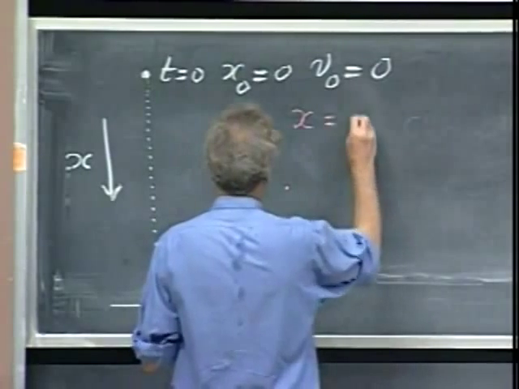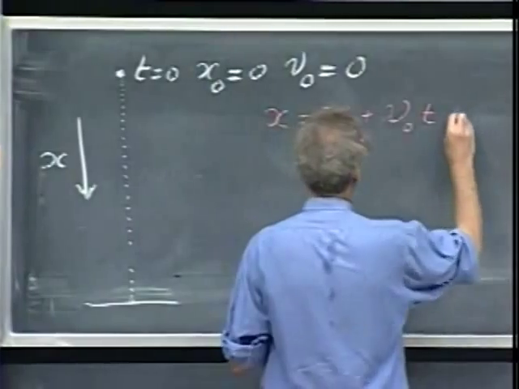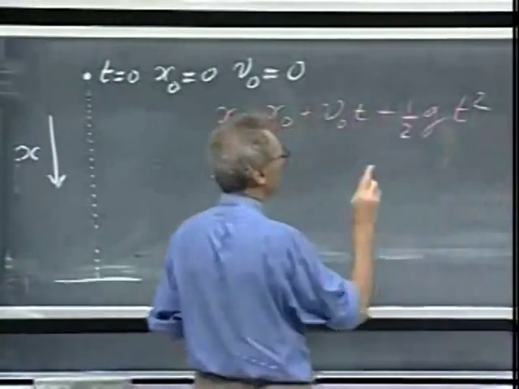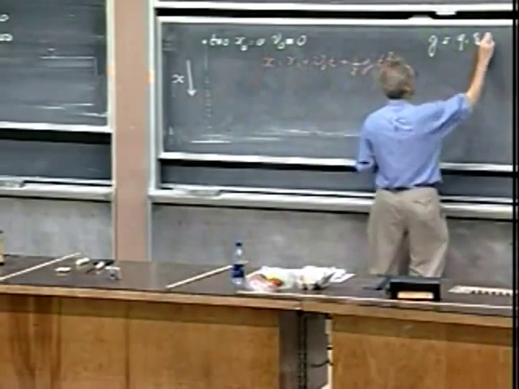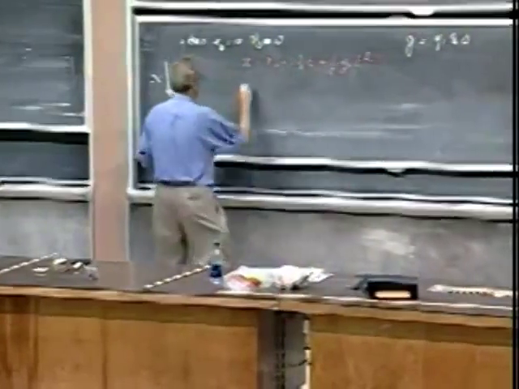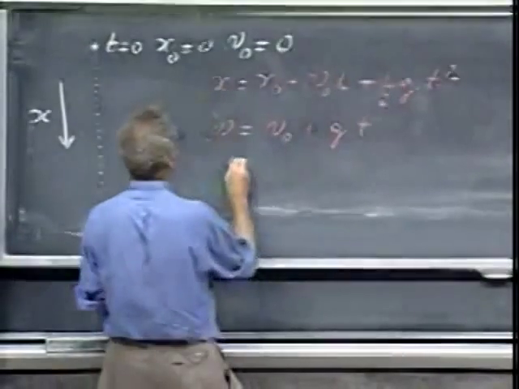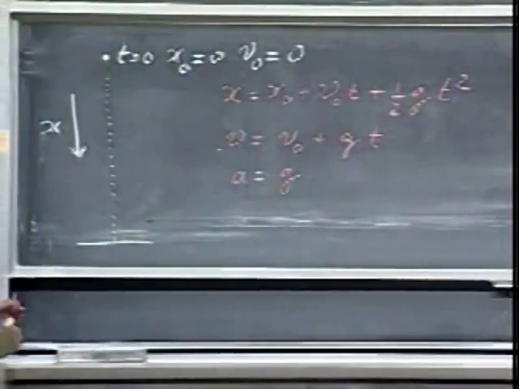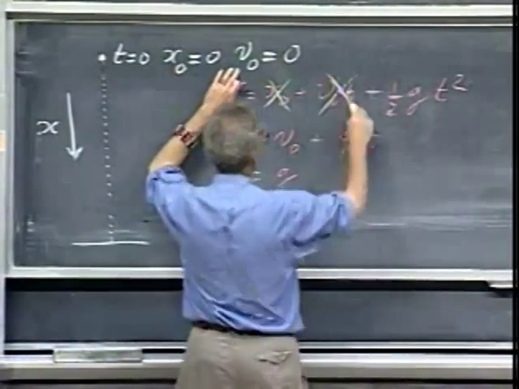x equals x0 plus v0 t plus 1/2 g t squared. And g now is 9.80 meters per second squared. The velocity at any moment in time equals v0 plus g t, and the acceleration is constant, is simply g. Now in my case, I have chosen t equals 0, x0 is 0, and I've chosen this 0, so these go.